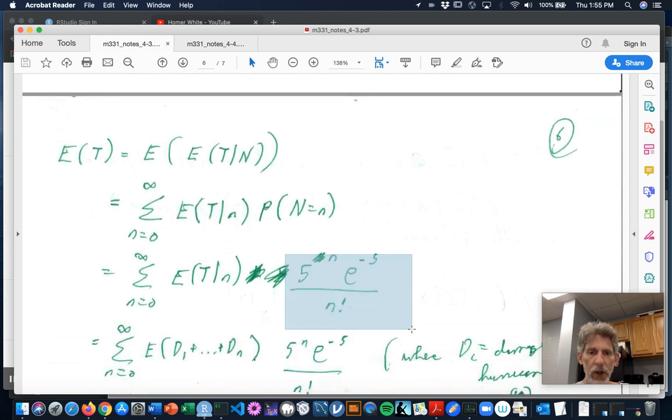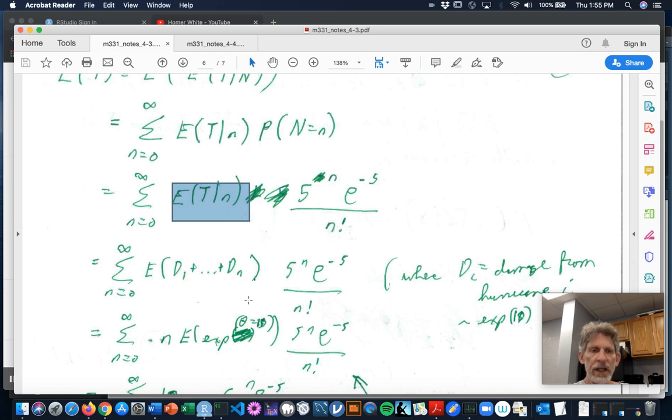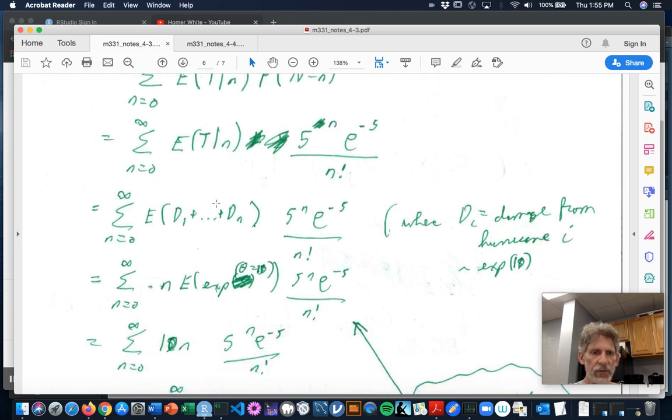I know the PMF for Poisson. With a rate lambda of 5, I say 5 to the n, e to the minus 5, over n factorial. And I have to think about the expected value of T, the total damage, given that you have little n hurricanes. There are a couple of ways to think about this.